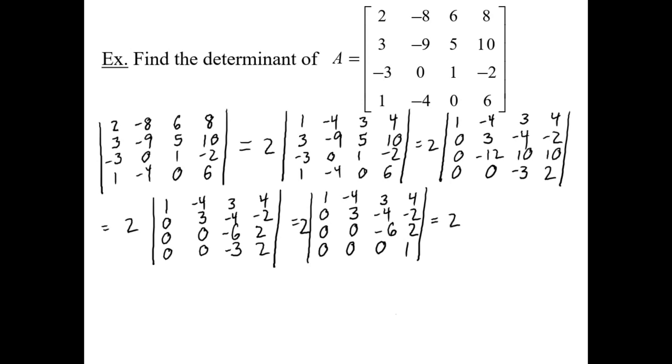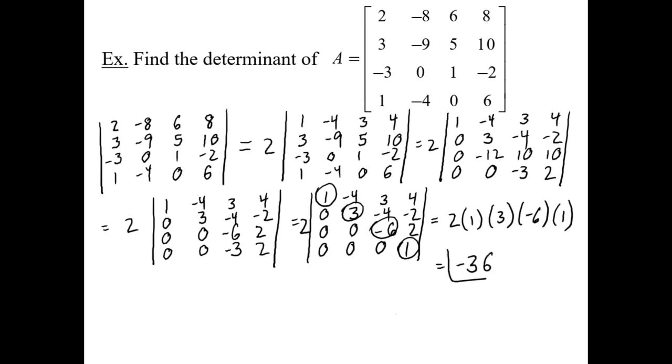Finally, my determinant is going to be that 2 times the product of these diagonal positions. And so I get a final answer here of, looks like, -36. There we go. So the determinant is -36. And that was a whole heck of a lot easier than taking this 4 by 4 matrix and breaking it down into a bunch of 3 by 3 matrices.